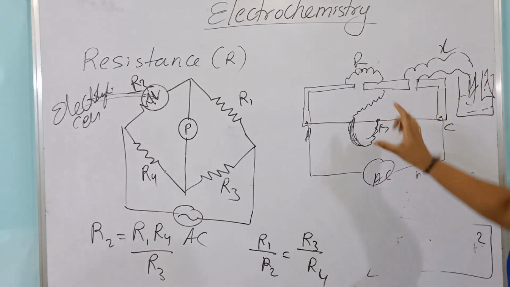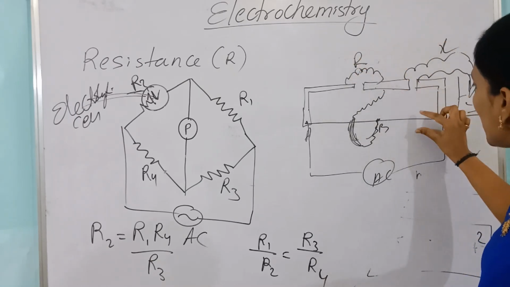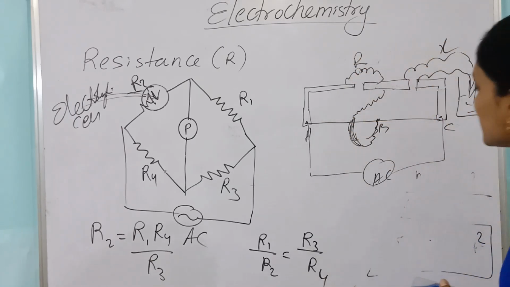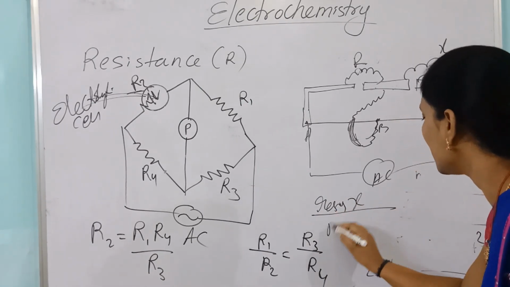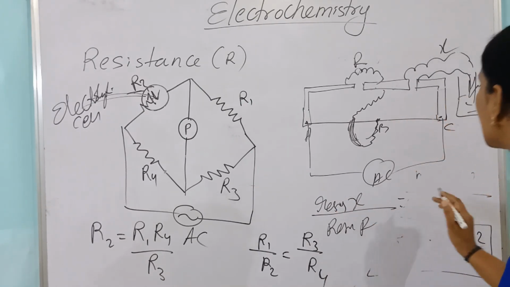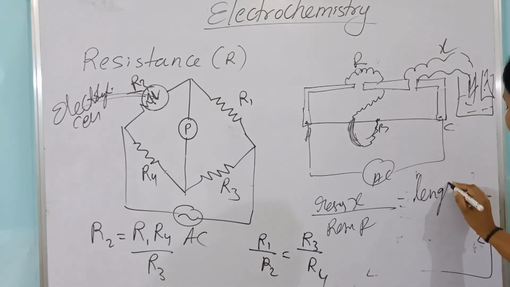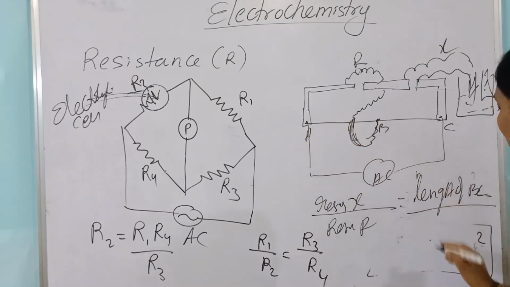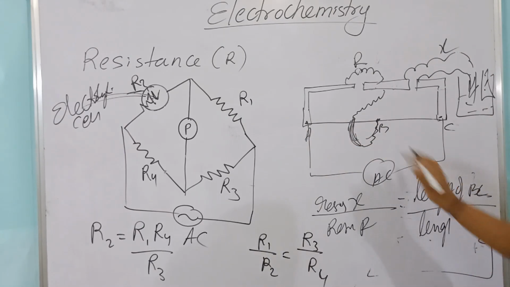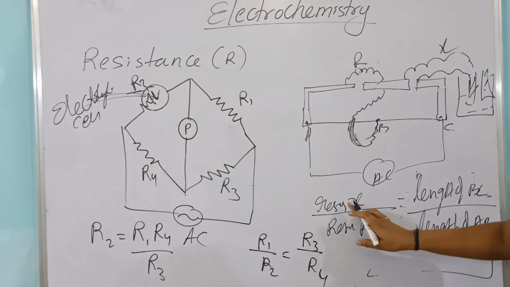Apply the same Wheatstone bridge. Now what is that? This one by this one is equal to this one by this one. Resistance of X by resistance of R is equal to the resistance of BC by the resistance of AB, nothing but the length of BC by the length of AB. I am not giving a clear diagram here. Like this we can find the length of AB.